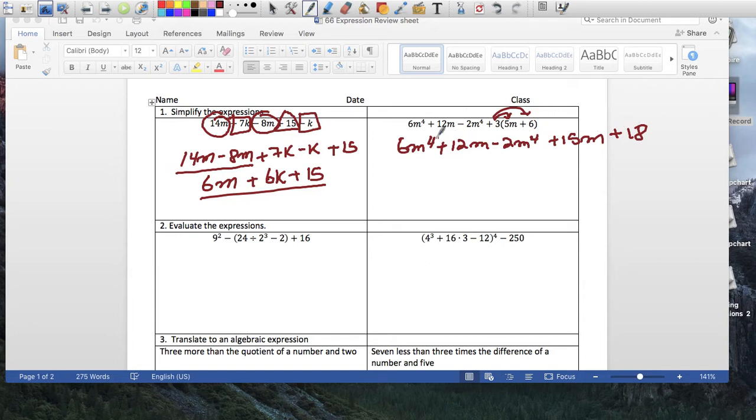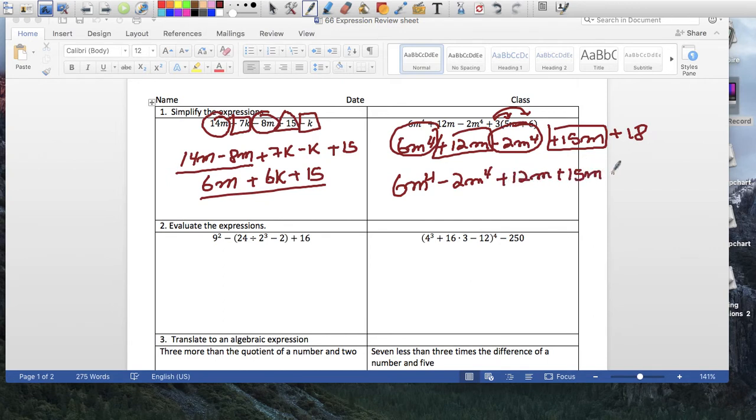I can combine like terms, and I take this guy out and this guy. They're going to be next to each other. And then the plus 12m and the plus 15m. And I'm going to leave the last one alone because it's just one constant. So 6m^4 minus 2m to the fourth power plus 12m plus 15m plus 18. All my like terms are next to each other. The m^4s I can subtract because they're the same variable, the same exponent, so 6 minus 2 is 4, m^4. This is an addition, 12m plus 15m, so I get plus 27m. Finally, plus 18 at the end.